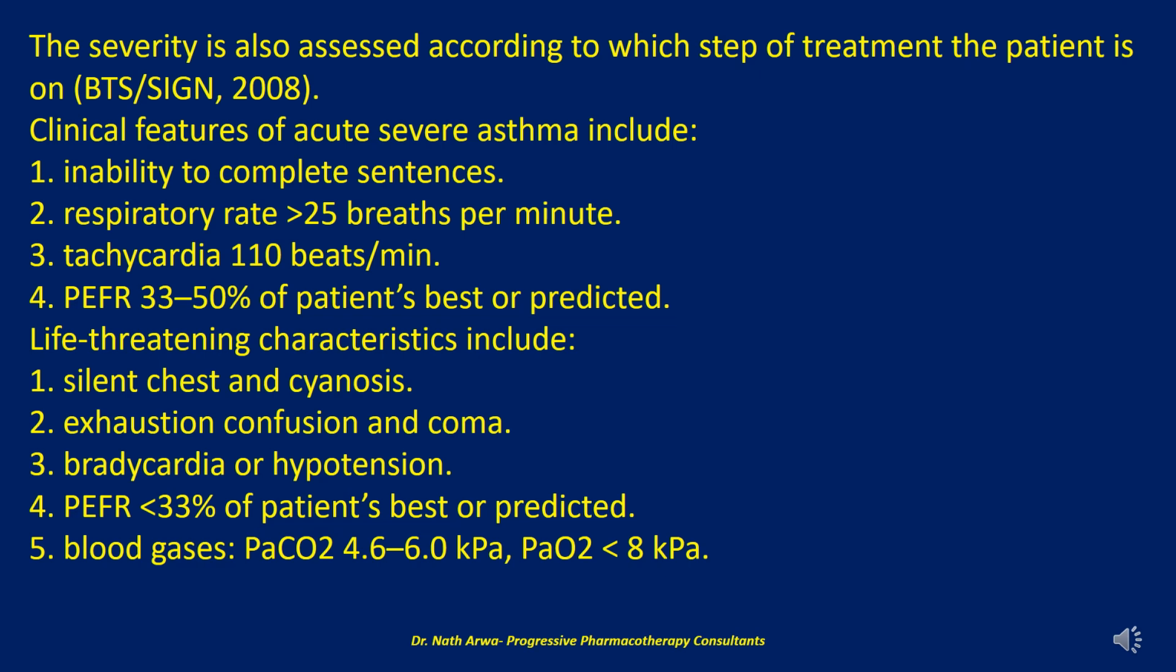BTS, SIGN, 2008. Clinical features of acute severe asthma include the following. 1. Inability to complete sentences. 2. Respiratory rate higher than 25 breaths per minute. 3. Tachycardia, above 110 beats per minute. 4. PEFR 33 to 50% of patient's best or predicted.